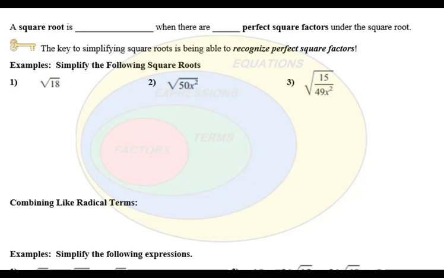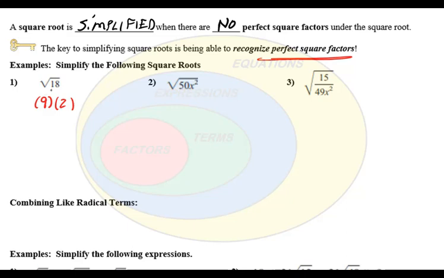All right, so what happens if we have square roots that are not perfect squares? We want to be able to simplify them. A square root is simplified when there are no perfect square factors under the square root. So we want to look at something like the square root of 18 and notice that the square root of 18 is not a perfect square, but it does have a perfect square factor. 18 is the same as a factor of 9 times a factor of 2.